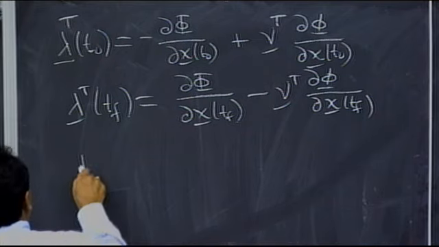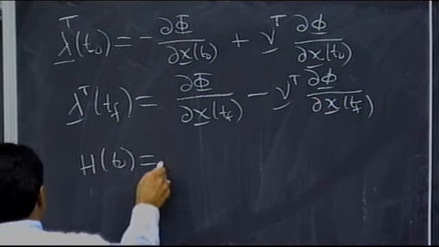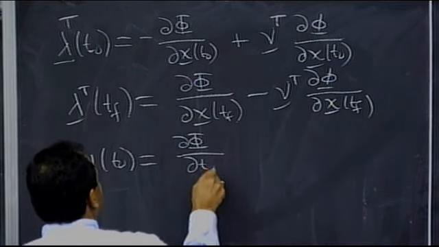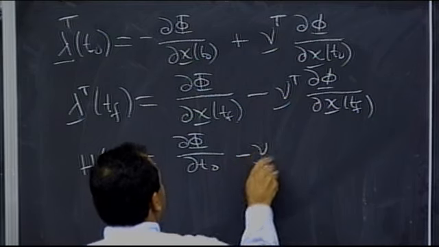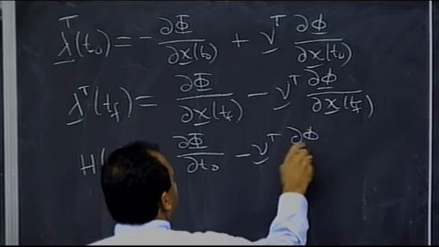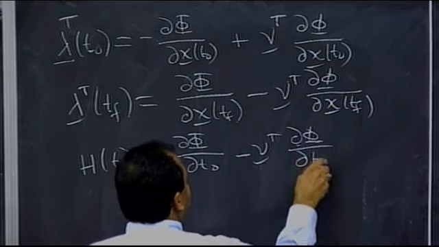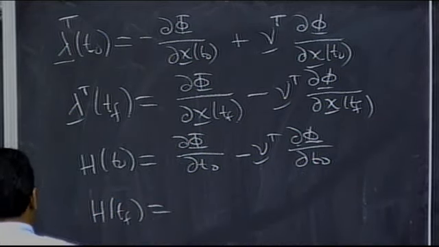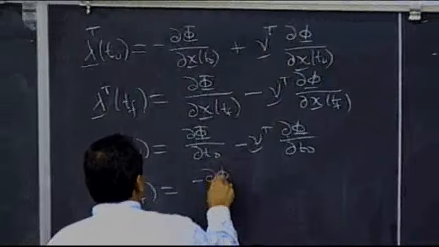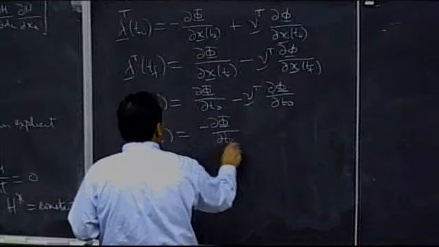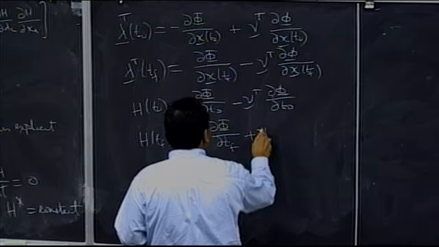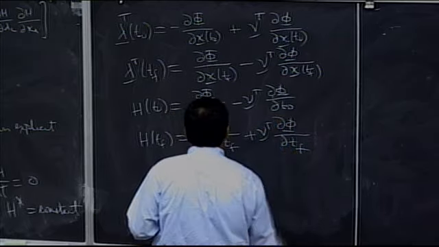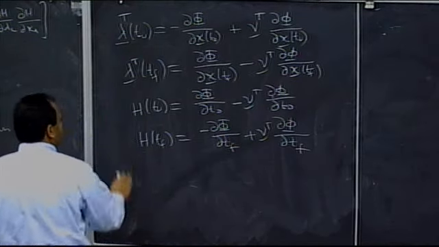So now let's take another step here. If you look at this, we've got h at t0 is equal to the partial of phi with respect to t0 minus nu transpose times the partial of little phi with respect to t0. And then you've got h at tf is equal to minus the partial of phi with respect to tf, plus nu transpose times the partial of little phi with respect to tf. So let's look at this condition right here for just a second.